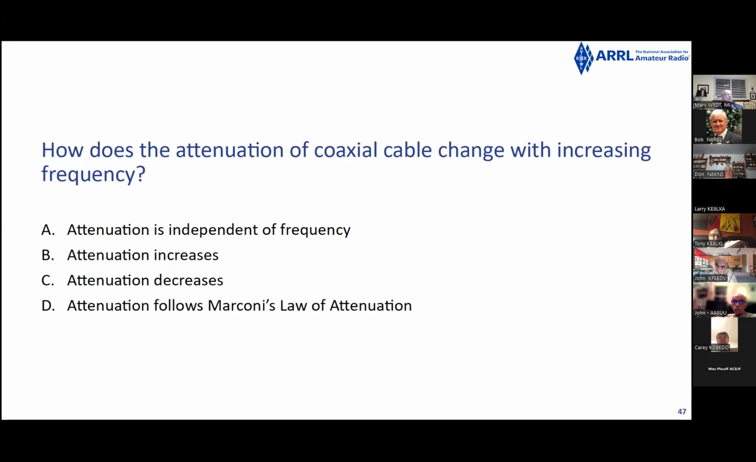How does the attenuation of coaxial cable change with increasing frequency? Attenuation is independent of frequency. Attenuation increases, attenuation decreases. Attenuation follows Marconi's law of attenuation. Bravo. Yes, it increases.